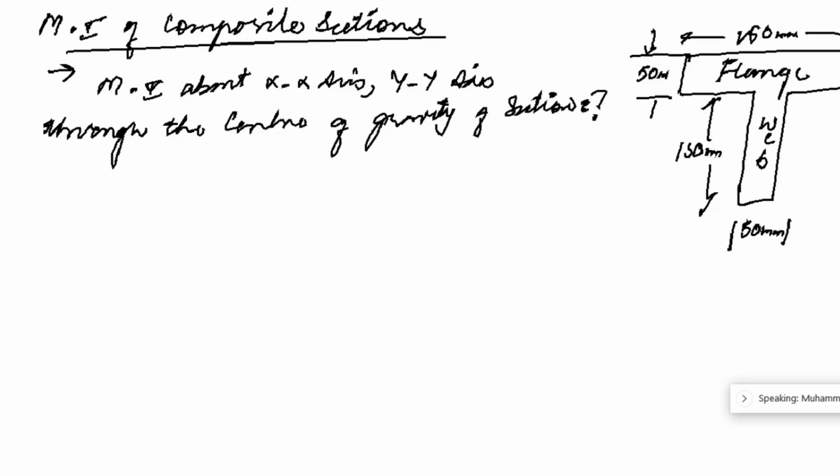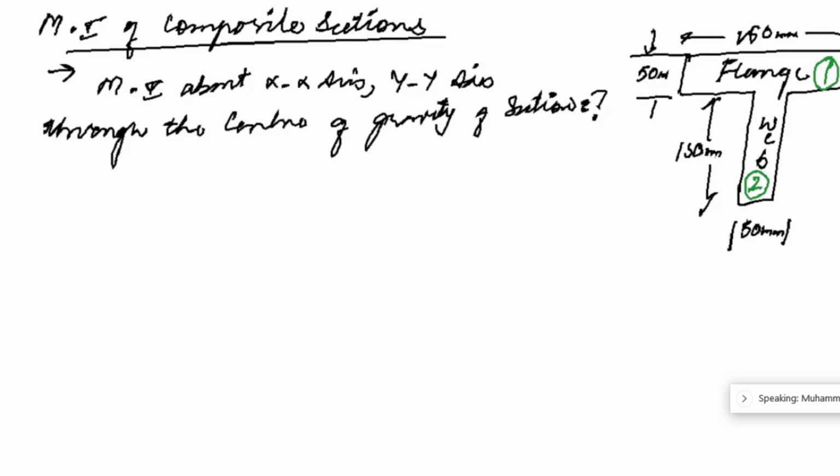Let's say this is our section 1 and this is our section 2. Okay, and we will firstly try to find out the center of gravity of the two different sections, which we can easily do by the method of geometry, right?